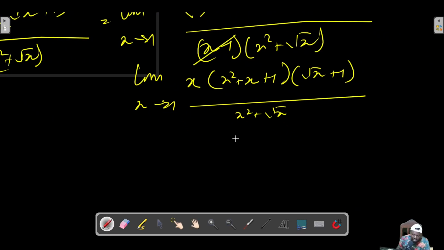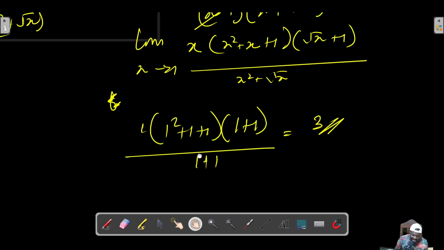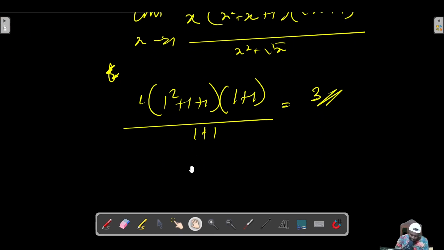So now what would the answer be? From here I can do a direct substitution. If I substitute in 1, what am I going to get? 1 plus 1 plus 1 is 3. Here becomes 2, here becomes 2. 2 cancels 2, then we end up with 3. So as x is approaching 1, 1 times 1 squared plus 1 plus 1, root of 1 is 1, plus 1 divided by 1 plus 1. So I end up with 3. So we are obtaining the same answer for that.